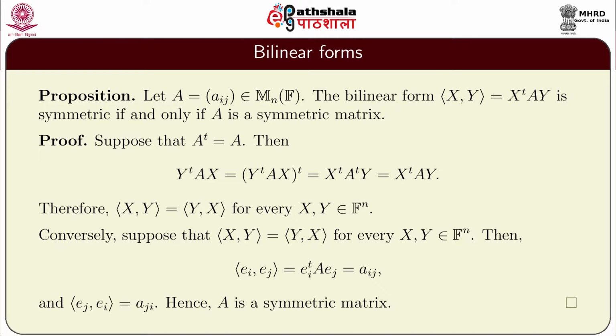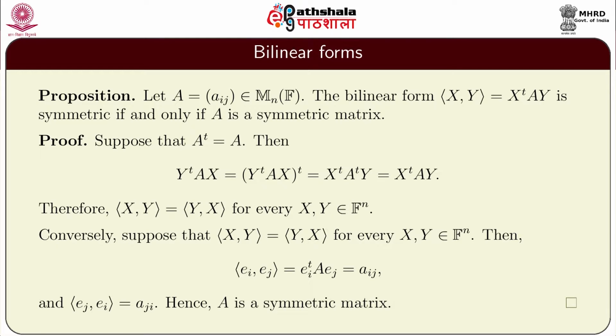So, suppose that A is symmetric, that means A transpose is equal to A, then y transposed Ax is y transposed Ax transposed, and that is x transposed A transposed y, and that is x transposed Ay. Therefore, inner product xy is the same as inner product yx for every x, y in Fn, showing that it is a symmetric bilinear form.